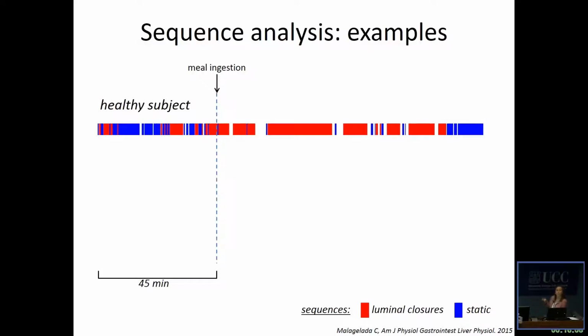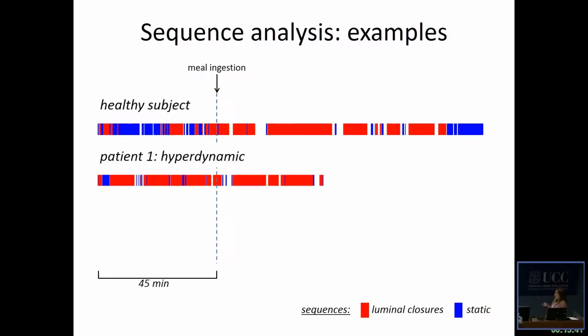I haven't told you before, but for this test, we give the patients and the volunteers a liquid meal. We always give it 45 minutes after the capsule has left the stomach. So as you can see here, when the healthy subject receives the meal, the intestine starts contracting, and you see these contractile periods as the capsule is moving down the small bowel.